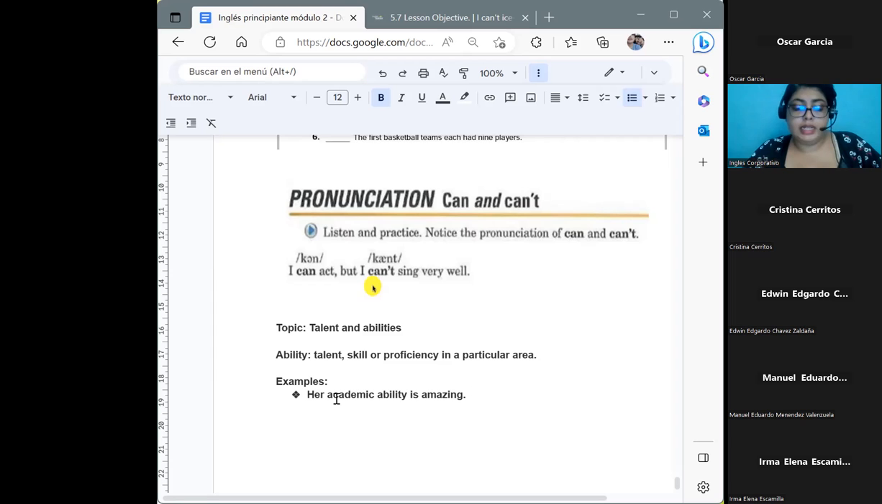Academic ability. And in this case, if we're talking about this kind of abilities, we have academic, we have athletic, reading, technical, creative, and musical.